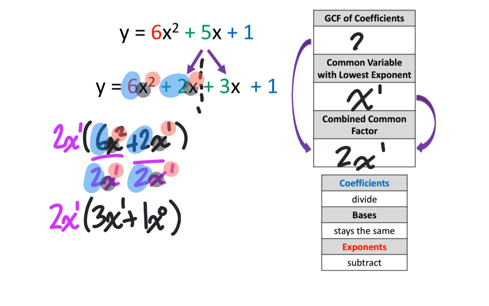Before moving on, let's clean this up. I don't need this exponent of 1 here. I don't need this exponent of 1 over here as well. And anything to the power of 0 kind of disappears. So I'm going to remove that.